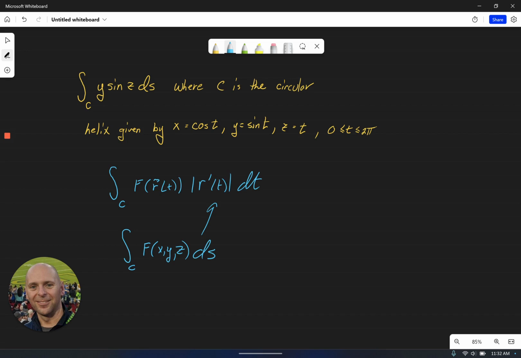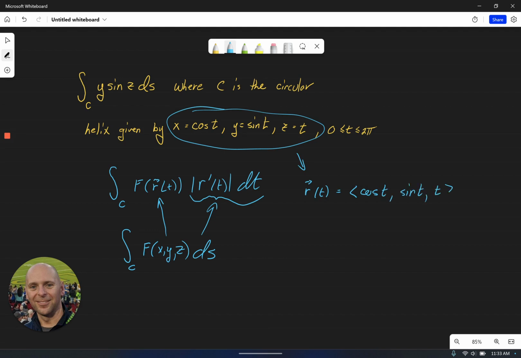But for these line integrals, the ds is this magnitude of r prime of t dt, and f of x, y, and z gets replaced with f of r of t, where r is the parametrically defined curve C. So here we've got our parametric setup. It's not listed as r, but that's okay. We're going to make it an r of t really quickly. So this is going to be cosine t, sine t for y, and t for z.